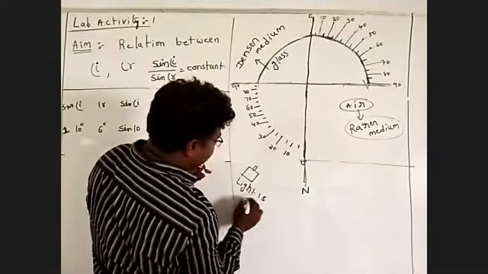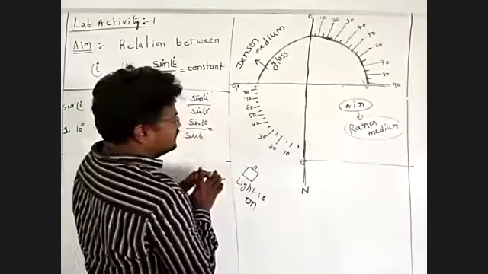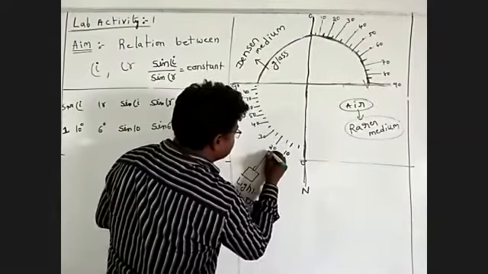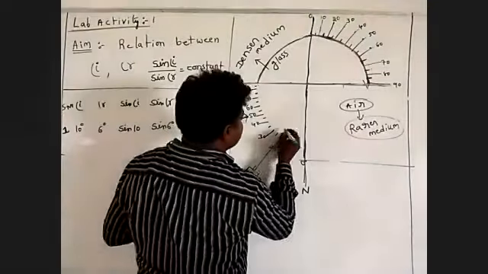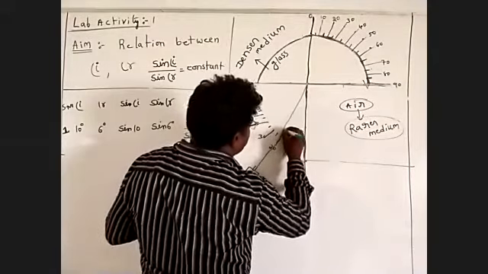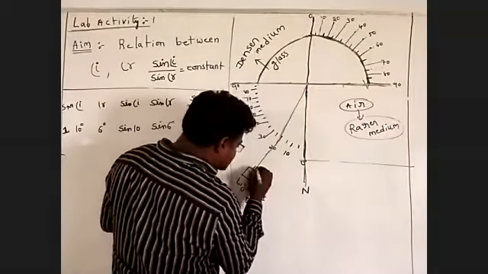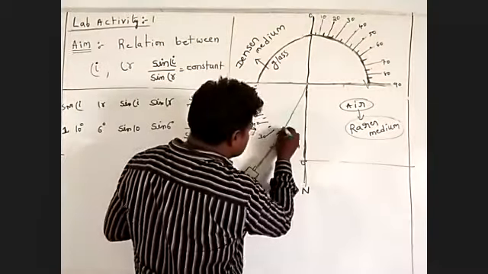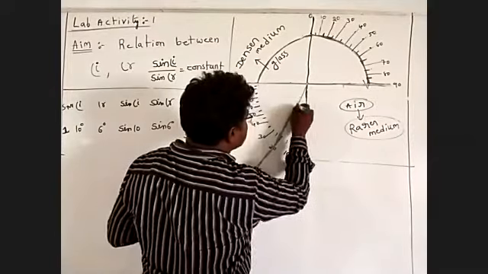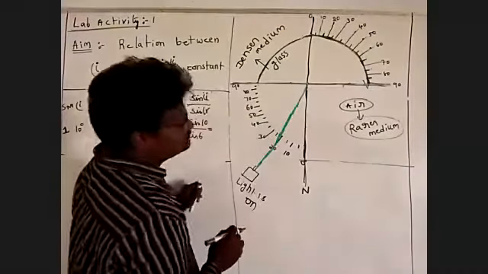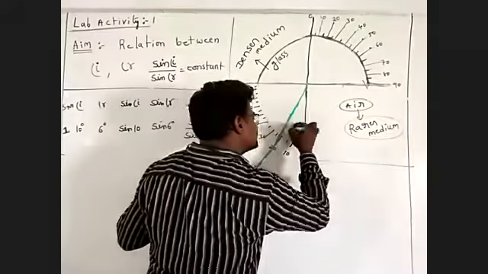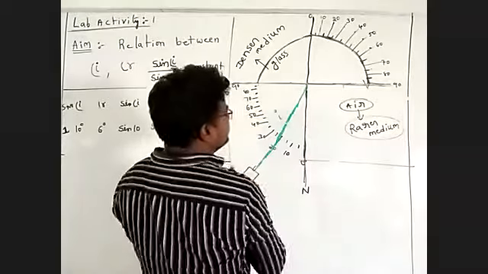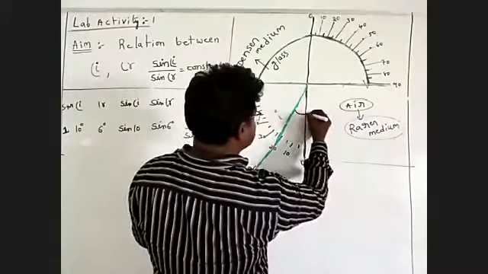Light is on. This light ray passes in this direction. This is a beam of light ray, traveling towards this point. Sorry, this is the incident ray. We call it the incident ray.